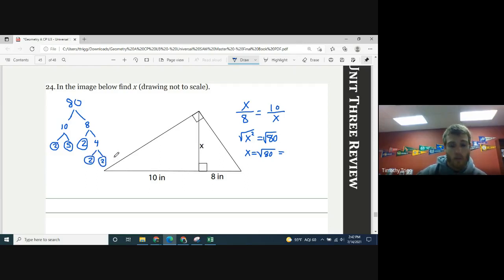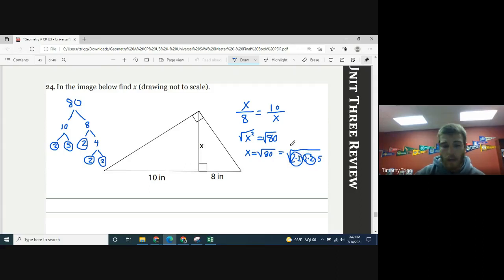So the square root of 80 is the same as the square root of, and look how many 2's we have: 1, 2, 3, 4 of them. 2 times 2 times 2 times 2 times, and then we also have a 5 here. Now, when you simplify a square root, you're looking for doubles. So in this case, we have a double 2 here and another double 2 here.